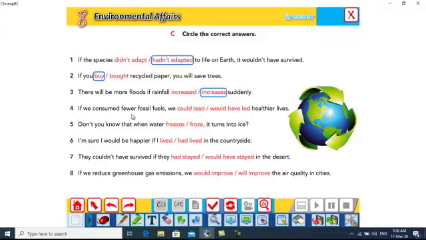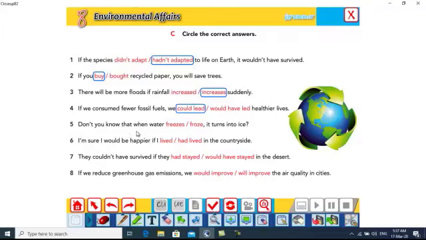If we consumed fewer fossil fuels, if consumed, this is past simple, and if we have if plus past simple, the other sentence may be would plus infinitive. And I want all of you to know that we can replace would with could. So here the correct answer must be could lead.